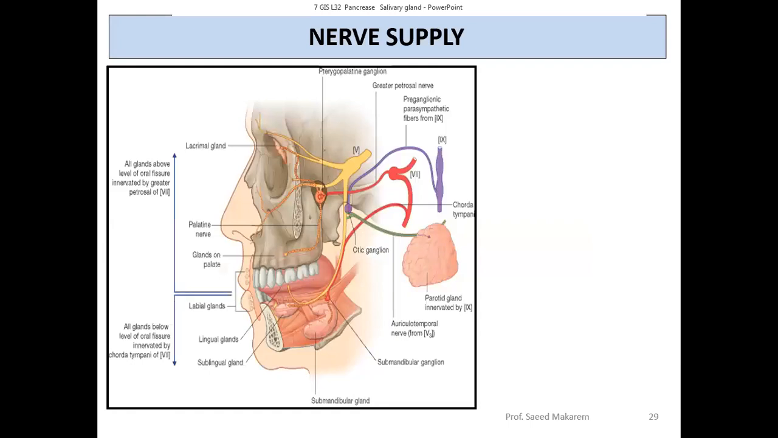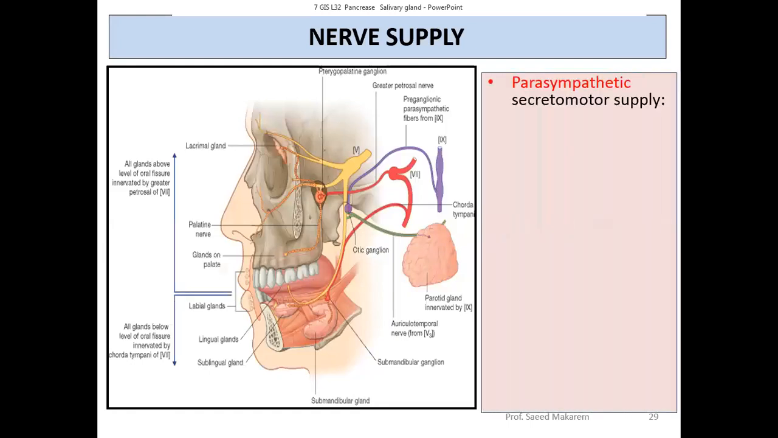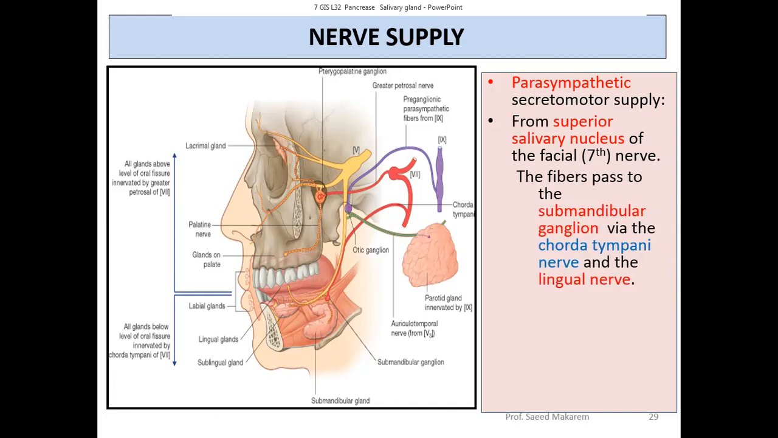Now coming to the nerve supply. Again, it has a parasympathetic and sympathetic component. The parasympathetic will be secretomotor, so whenever they are stimulated, it leads to secretion. This will be coming from the superior salivary nucleus of the facial nerve, similar to the origin of the facial nerve from the superior salivary nucleus. So here is the facial nerve. Then the submandibular ganglion via the chorda tympani as well as the lingual nerve.